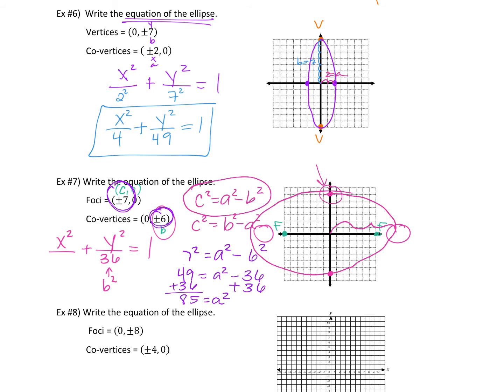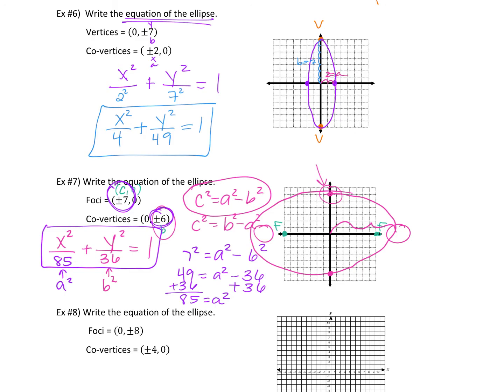Okay, now it's really tempting right now to square root that. But remember, a squared is what goes here. So I'm not going to square root it. I'm going to leave it as 85. And that is my answer. Okay, don't square root it.